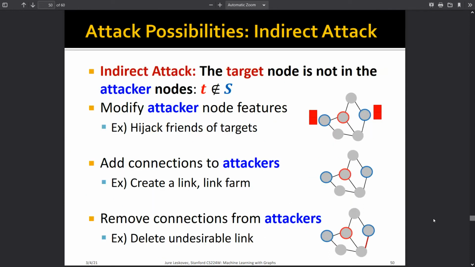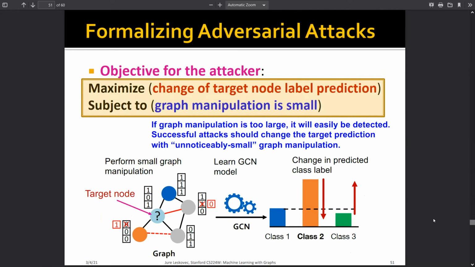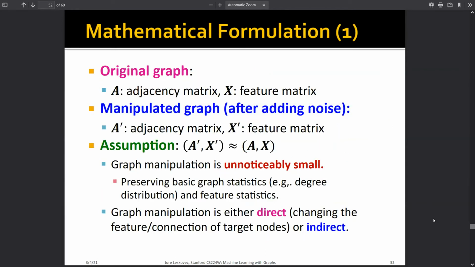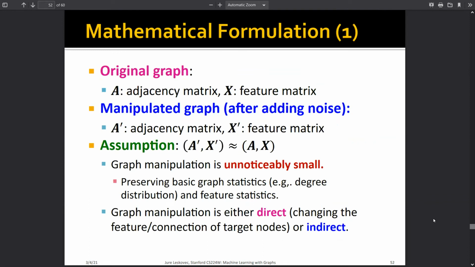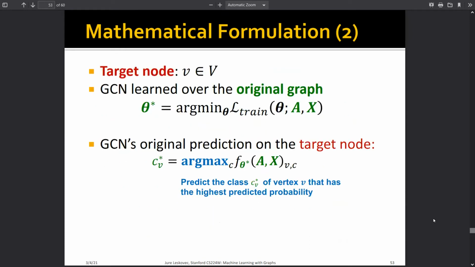And then here, I think he talks about changing the target node label prediction. I didn't actually pay much attention to this. Basically he's saying if your modification is very small, you won't be able to detect it, something like that. Okay, target node, then GC node.